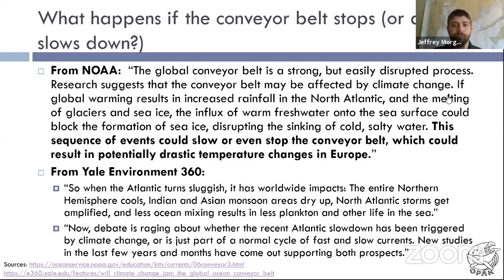But there is a lot of debate on if the ocean was slowing down, is that something that we are causing from climate change or global warming, or is this something that's just a normal cycle that's happened in the past? Again, there are some really good papers that I've linked to on our resource page if you want to dig down deeper into what happens if our global currents stop.